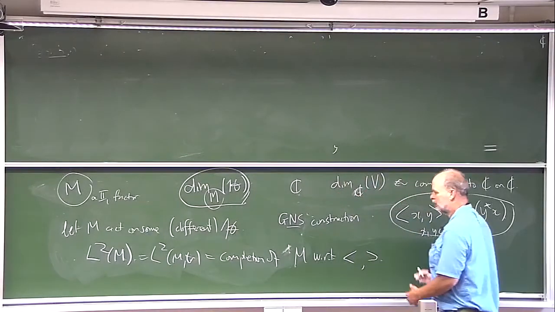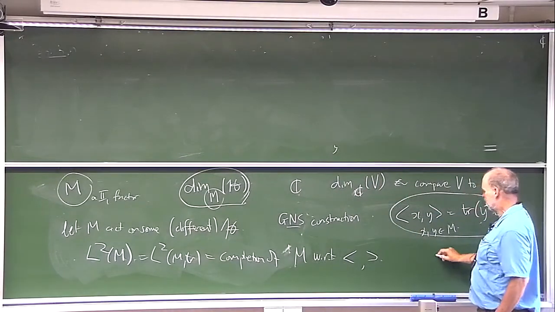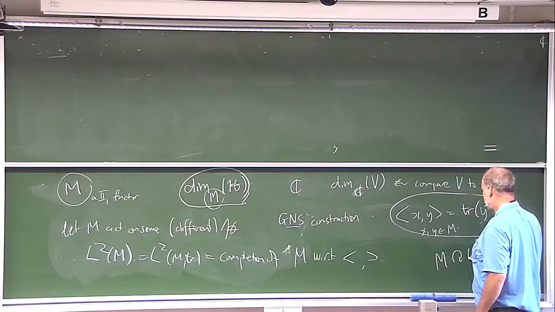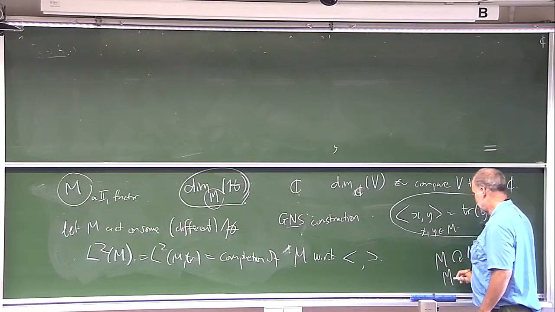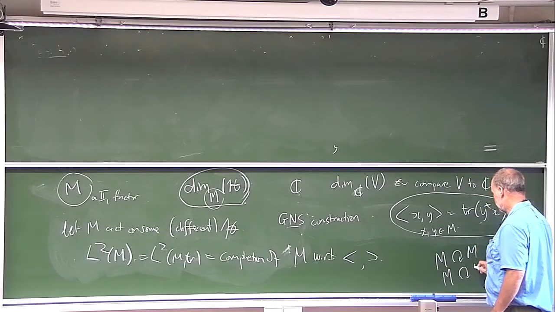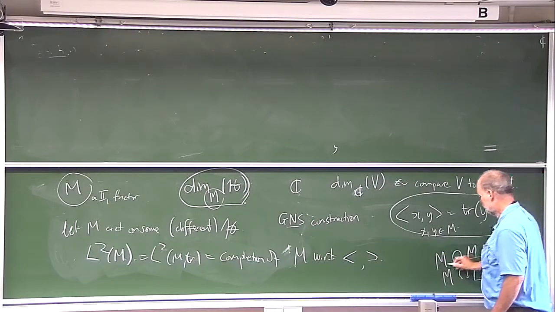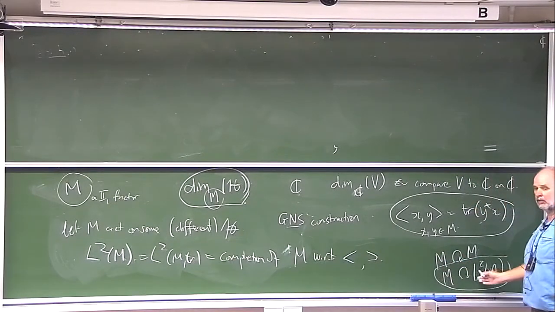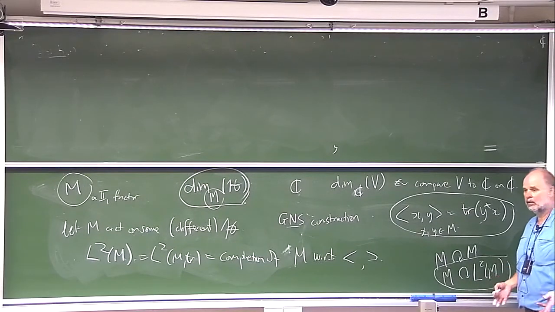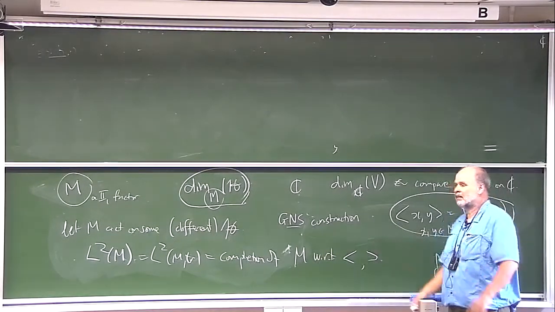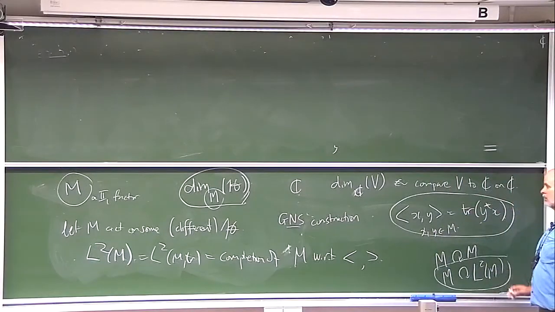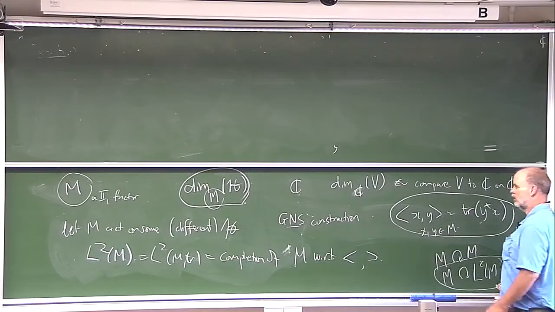We have a pre-Hilbert space, we completed to get a Hilbert space. Now M acts on M, and it's a very simple estimate to show that M actually acts on L2 of M. So this is the one-dimensional object. We've taken M itself and we've turned it into a Hilbert space just by adding some limits, and we've got the one-dimensional object. All right?